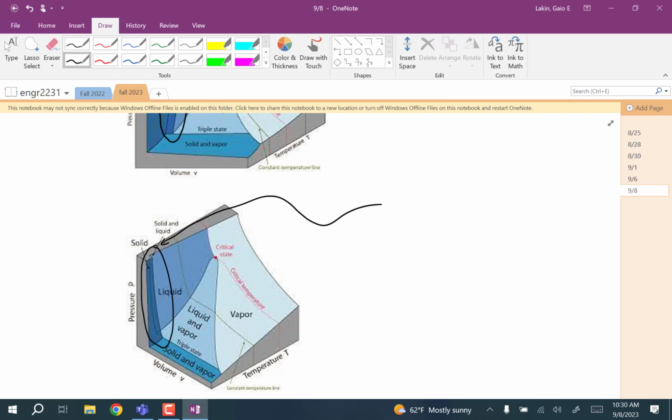So this is for a material that expands on freezing. Didn't even think about that. So this is water.